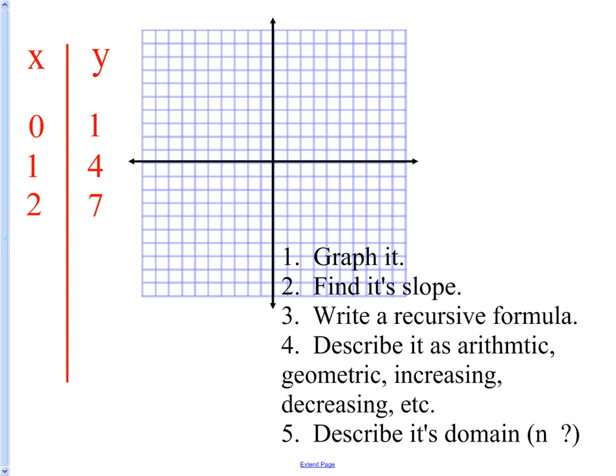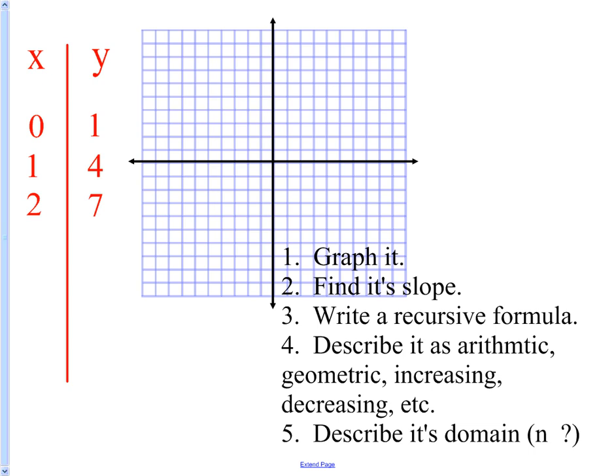First of all, here is a set of 3 points. I'd like you to quickly make a sketch on your paper, just a sketch of where those would be: 0, 1, 1, 4, and 2, 7. And figure out the slope. And the write a recursive formula part can be really confusing until I give you a little more guidance. So I'm going to do that guidance part while you're graphing it.